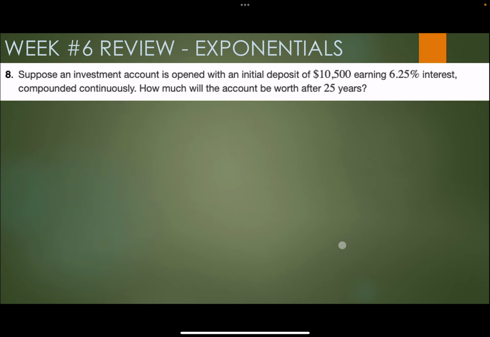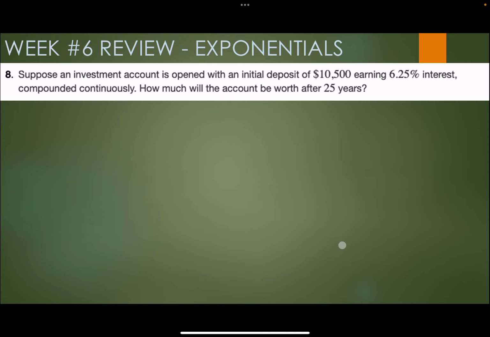All right, number 8 on that same slide with 6 says suppose an investment account is opened with initial deposit of $10,500, earning 6.25% interest compounded continuously. How much will the account be worth after 25 years? So pause it so you can practice it.